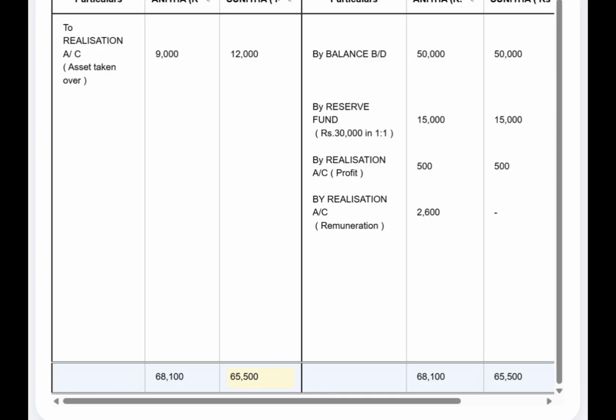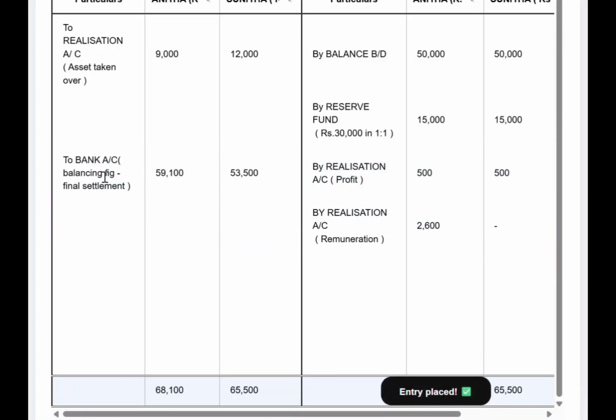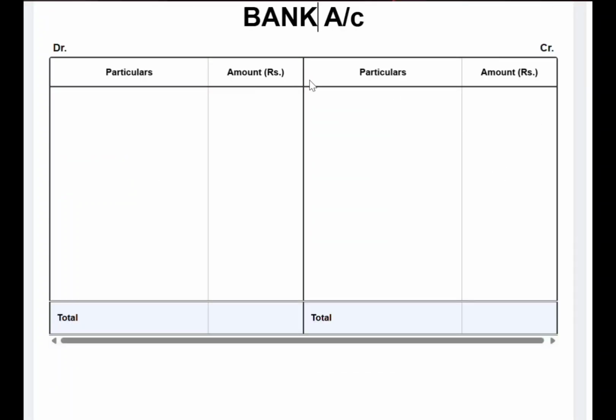So here the balance will be transferred to the bank account. So to bank account, that is the final payment made to the partners, the balancing amount 59,100 for Anita, that is 68,100 minus 9,000, we get 59,100, and for Sunita 65,500 minus 12,000 will be 53,500. That is the final settlement made to the partners, which should be transferred to the bank account. Now let us see how to prepare the bank account. So this is the bank account.